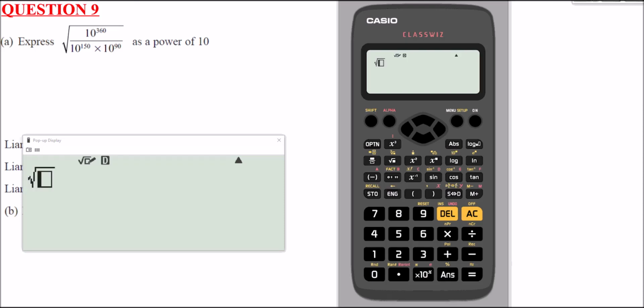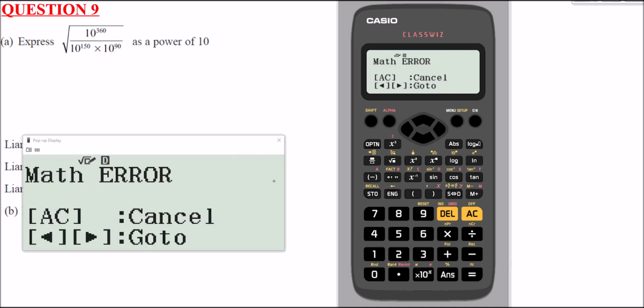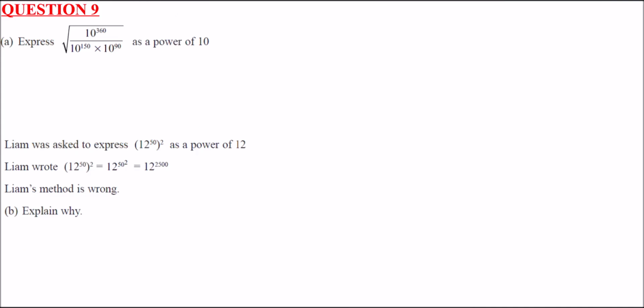Just to show you what I mean, 10 to the power 360, all divided by 10 to the power 150, multiplied by 10 to the power 90. Looks like you're doing it okay, of course, but if you press equals, your calculator doesn't like it and will probably explode. So this is the examiner forcing you to show your understanding of the laws of powers. There's no way around it, we need to actually understand what we're doing. So we're going to take this beast here and try and simplify it using our brains rather than calculators.